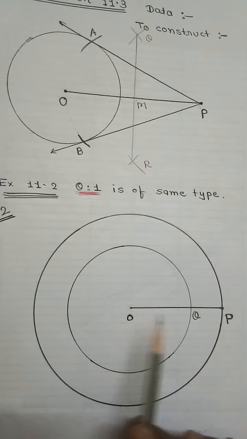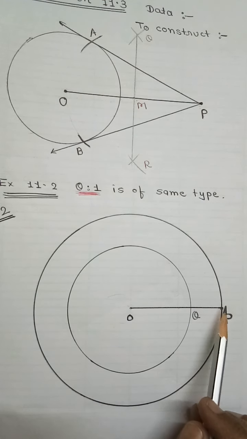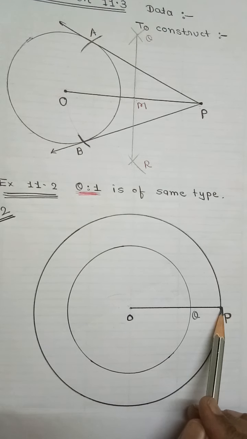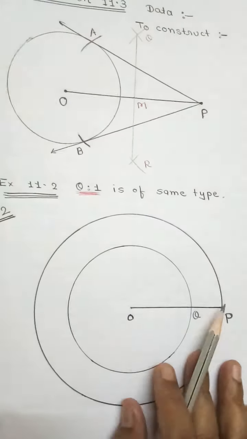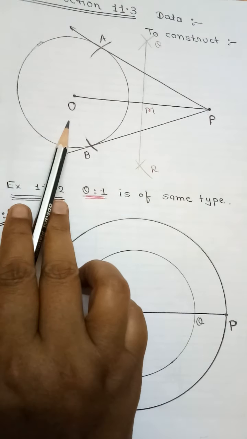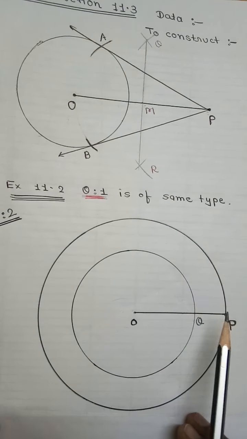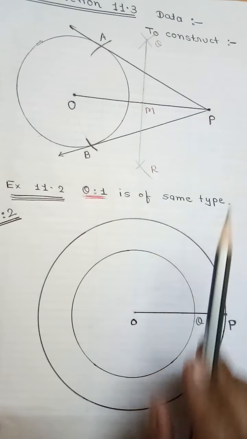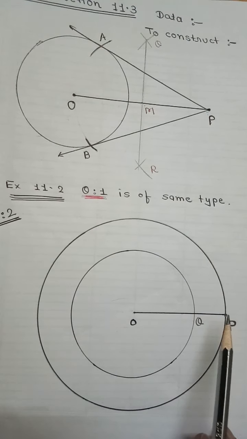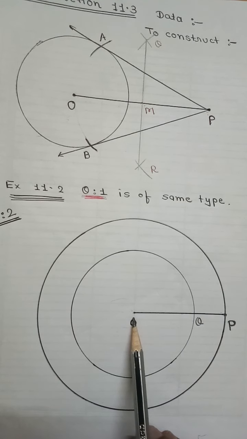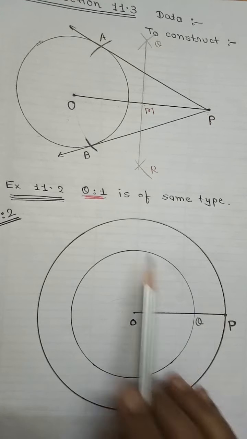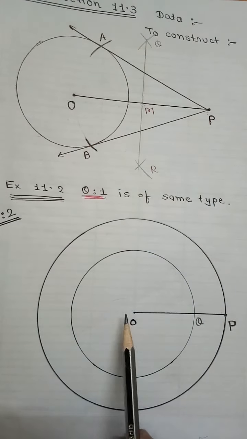Now what is given? Question. Take any point on outer circle, that is a circle with 6 cm. Now from this point we have to draw tangents to this circle. So it is exactly like 11.3 construction only. But here directly instead of giving P, they are giving it in the form of a circle. But P is an external point, O is center. So as usual here whatever we were doing, same to do.